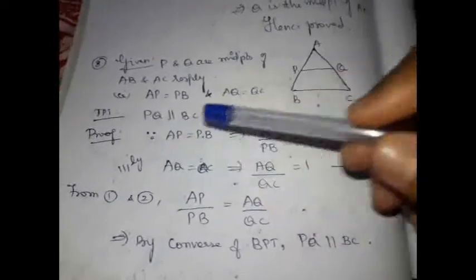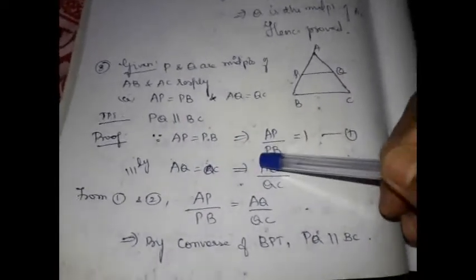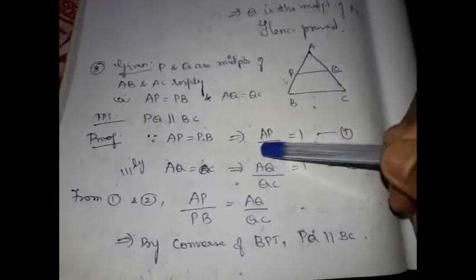So if I bring this PB to the other side, what will I get? Equals 1. Both are the same in their measurement, right? Similarly, AQ is equal to QC, so AQ by QC will be equal to 1. So from 1 and 2, since both are equal to 1, we can equate these two. So we obtained AP by PB is equal to AQ by QC. Therefore, by the converse of the basic proportionality theorem, PQ will become parallel to BC.